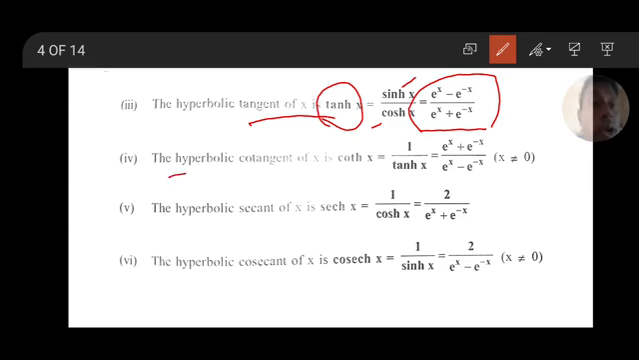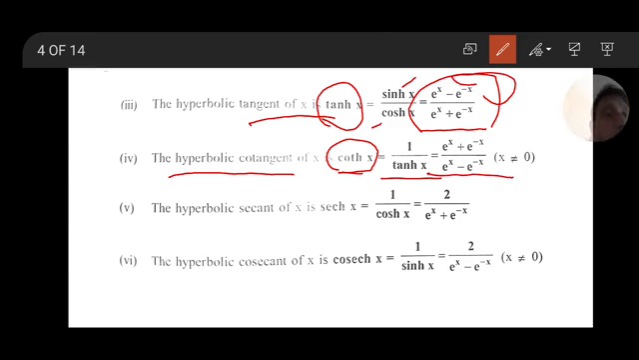Next, hyperbolic cotangent of x, that means cot h of x. It is denoted by cot h of x, that is 1 by tan h of x, means its value becomes the reciprocal, that is e to the power of x plus e to the power of minus x by e to the power of x minus e to the power of minus x. Numerator is plus, denominator is minus. Also cos h of x by sin h of x.